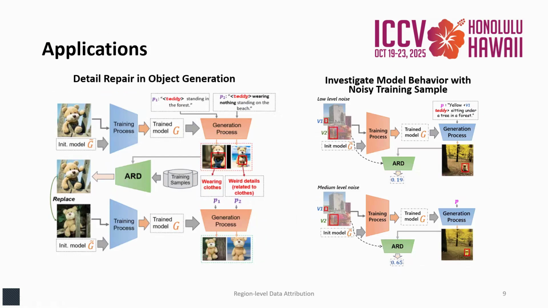Finally, we depict some applications where we need ARD. For example, the first one is when a training image shows some missing detail. This makes the generative model produce strange details regardless of the input prompt. In this case, ARD helps to retrieve the training objects that cause this problem. We can then replace the training image to fix the model behavior.